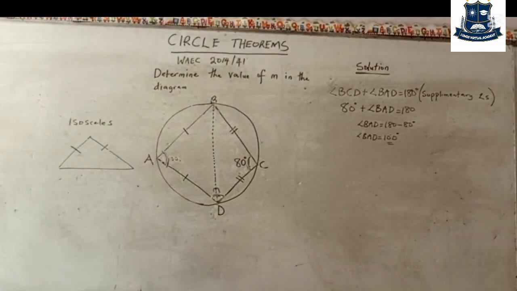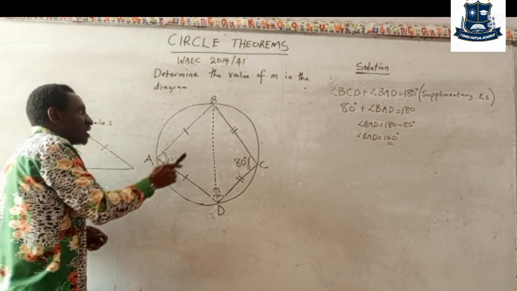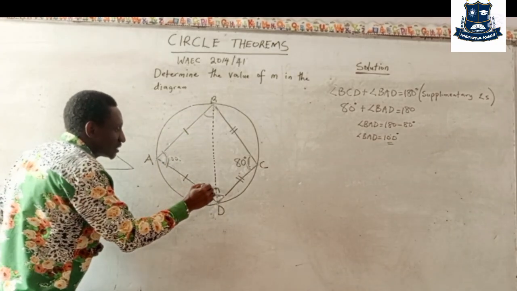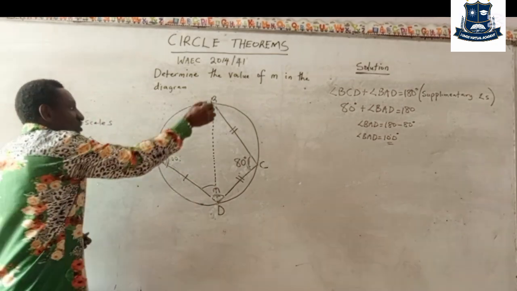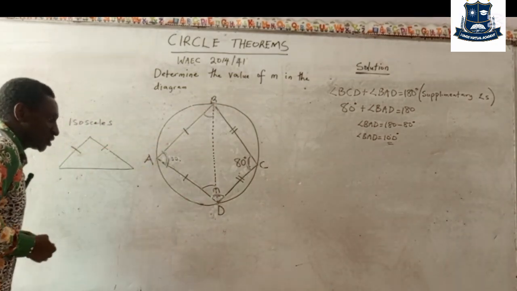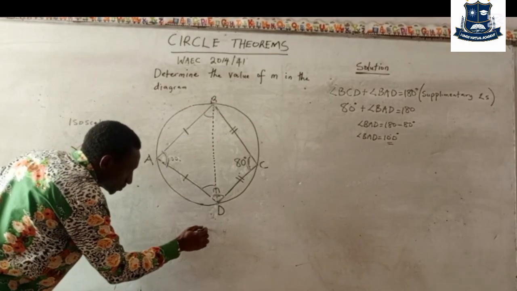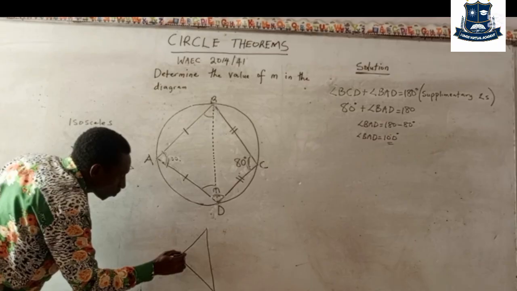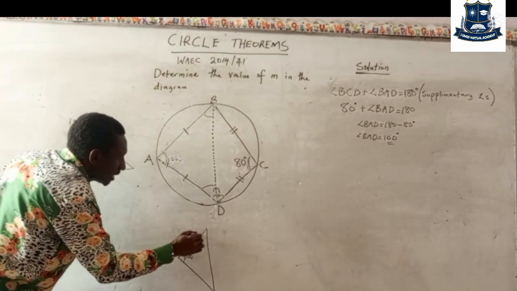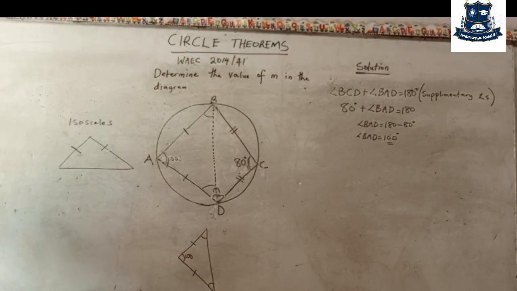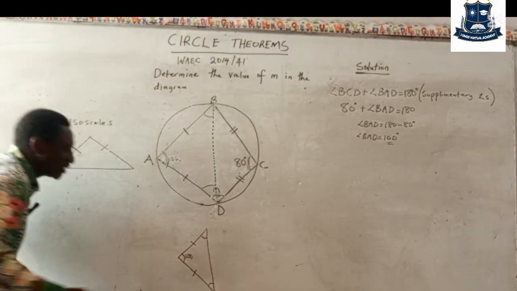Now, if I know this angle here, I can know this angle, and then I can know this angle. This is an isosceles triangle. This is an isosceles triangle. If you bring out this triangle, this is how it looks, where here is 100, and I don't know here and here.